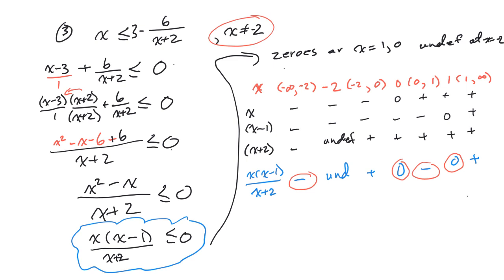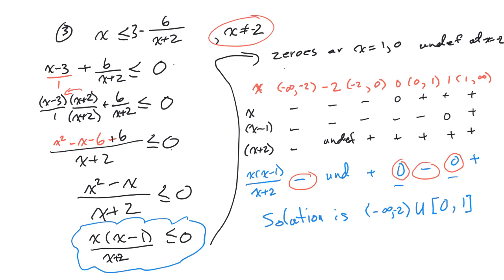Which means our solution is, for the first negative sign, we have the points negative infinity to negative 2, but not including negative 2, unioned with, well, we do have a 0 here, so we're going to have a 0, and we're going up to 1, but we need to include 1 and include 0, so we must have a square bracket for both of those intervals. And we're done.